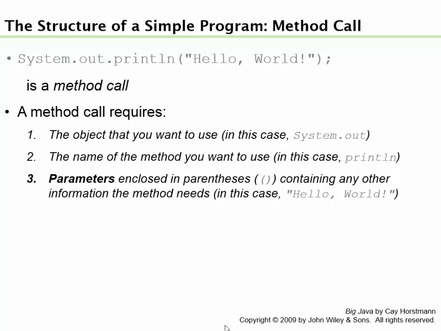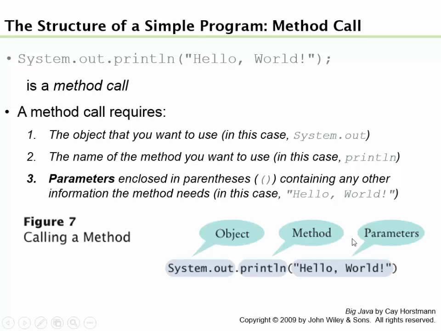Next, inside the parentheses, you put in these things called parameters. And parameters are little bits of data that the method needs to know in order to do its job. So if you call println, but forget to say what you want it to print, it doesn't really work that well. It'll just print a blank line, which isn't that useful most of the time. So the string up here, hello world, is the parameter into the method println.